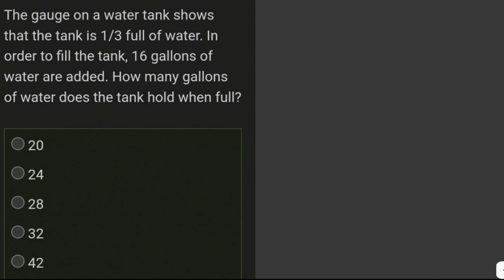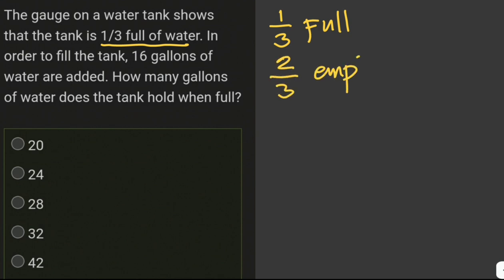Right, let's solve this problem. The gauge on a water tank shows that the tank is 1/3 full of water. In order to fill the tank, 16 gallons of water are added. How many gallons of water does the tank hold when full? So it is given here that the tank is 1/3 full of water. So if the tank is 1/3 full, that means it is 2/3 empty. So two-thirds of the tank doesn't have water in it.